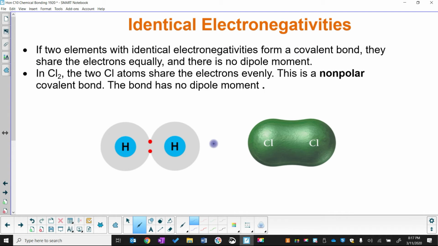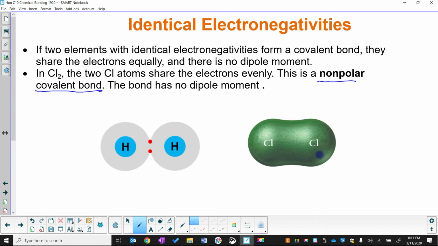If two elements have the same electronegativity, like in diatomic molecules, they share the electrons evenly. Those are nonpolar covalent bonds. The bond has no dipole moment. The electrons don't spend time around one more than the other.